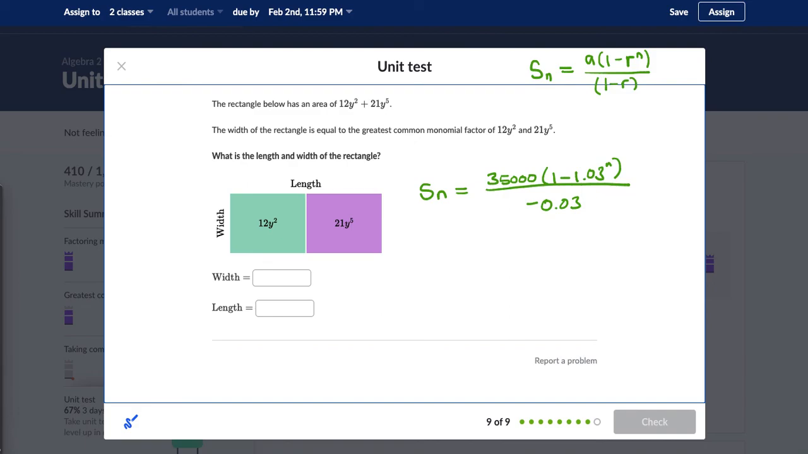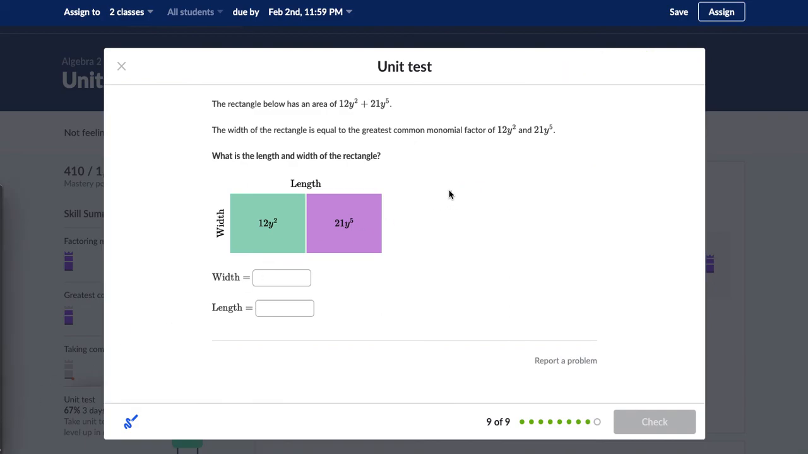Okay, the last one. This is actually another factoring one. We've been given an area, and we're being told the width of the rectangle is equal to the greatest common factor. So first we've got to take the greatest common factor here, right? So our greatest common factor of 12 and 21. So we've got 2 times 6 and 2 times 3. And then 21 is 3 times 7, so our common factor is 3, okay, and y squared. So our width is 3y squared, okay.